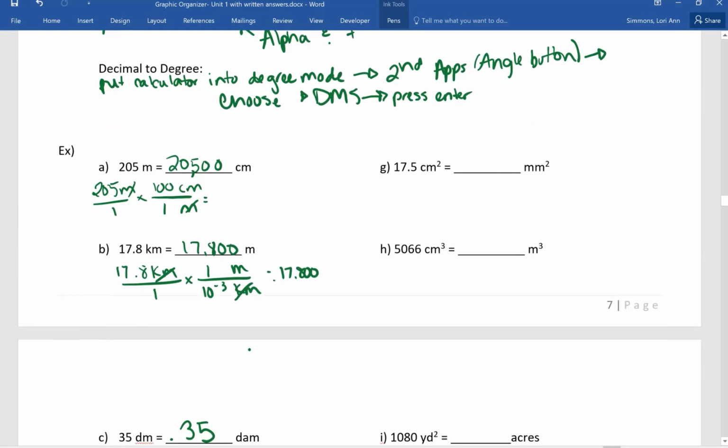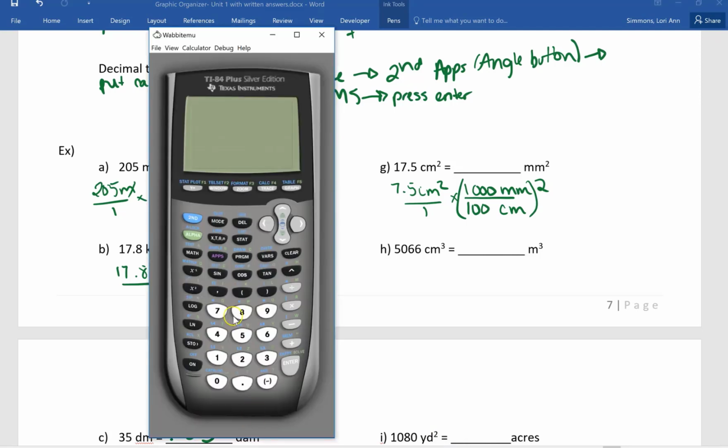G. Now we're getting into units squared. The setup is the same, 17.5 centimeters squared over 1. We want to get rid of centimeters, so put that in the bottom, and we know millimeters. I did not give you conversions for squared, but I did for the one-dimensional. We know there's 100 centimeters equal to 1,000 millimeters. In order to get these squared, you're just going to square this whole thing. I will show you on the calculator how to put this on.